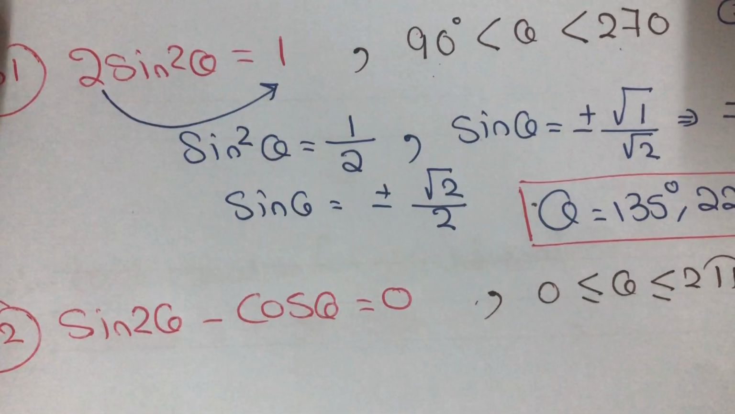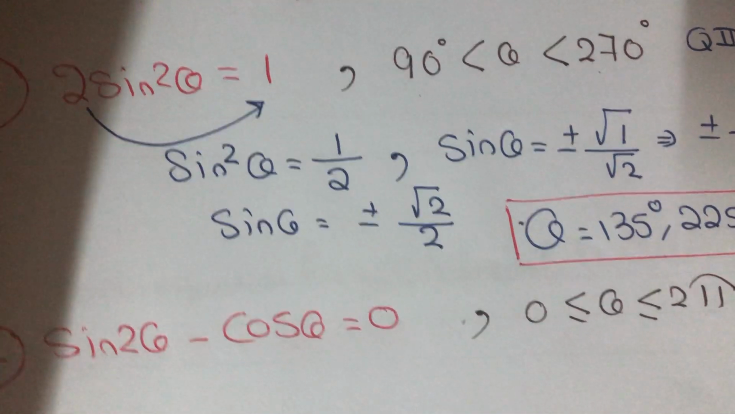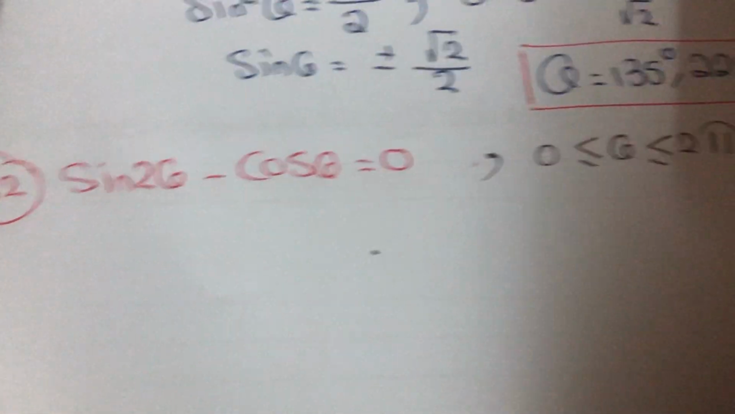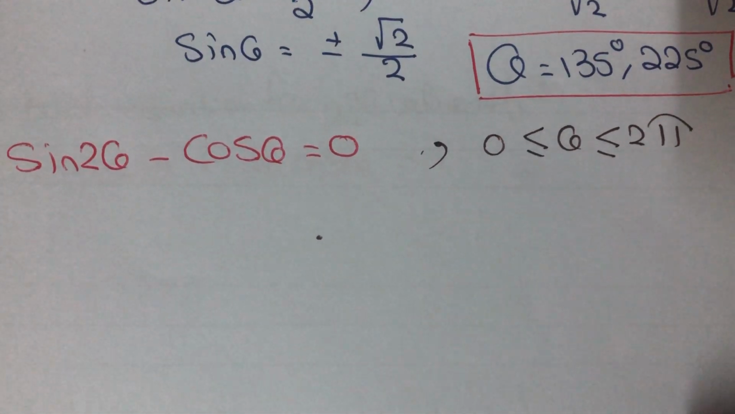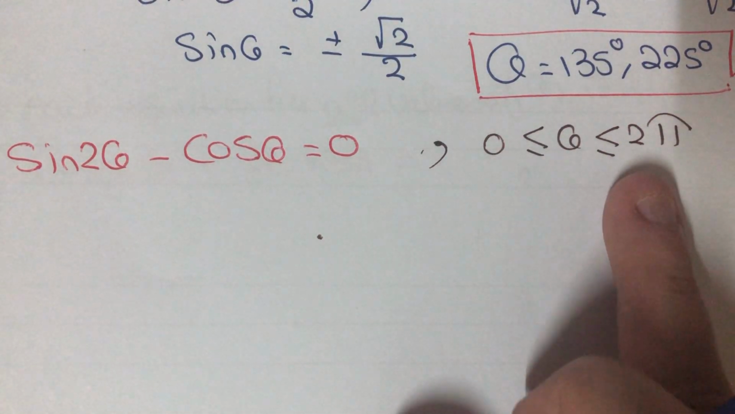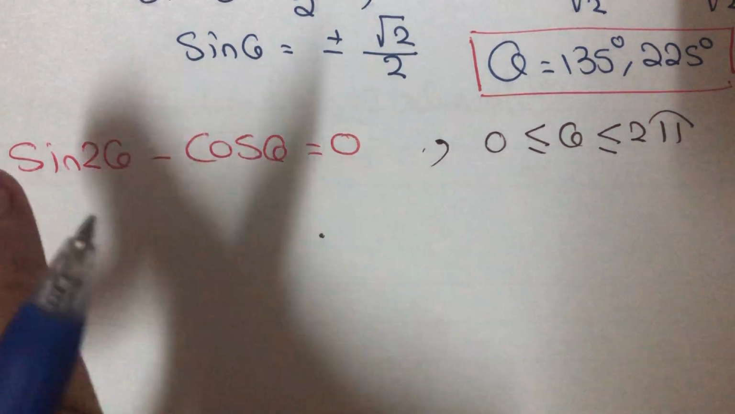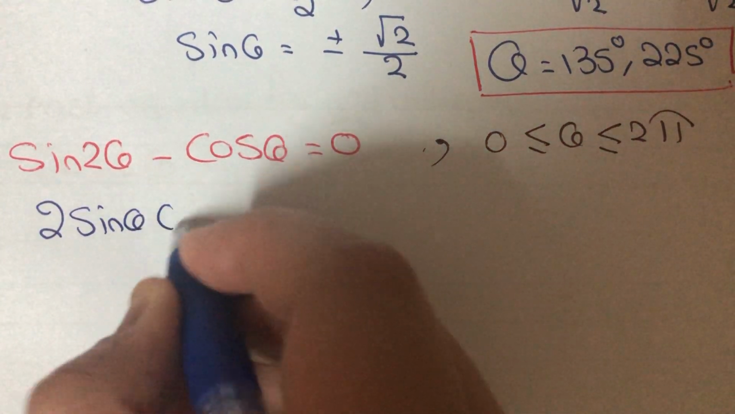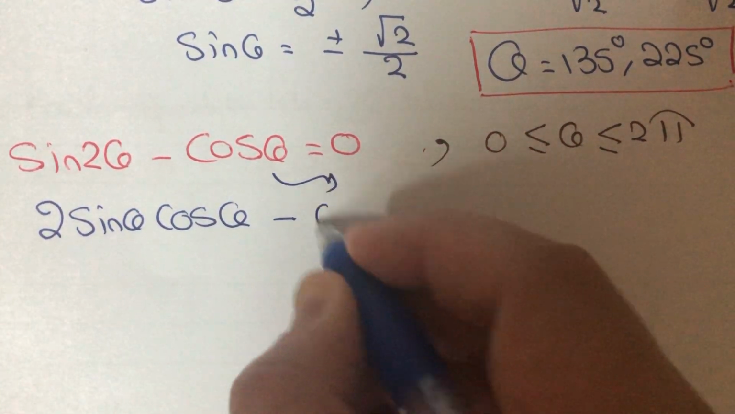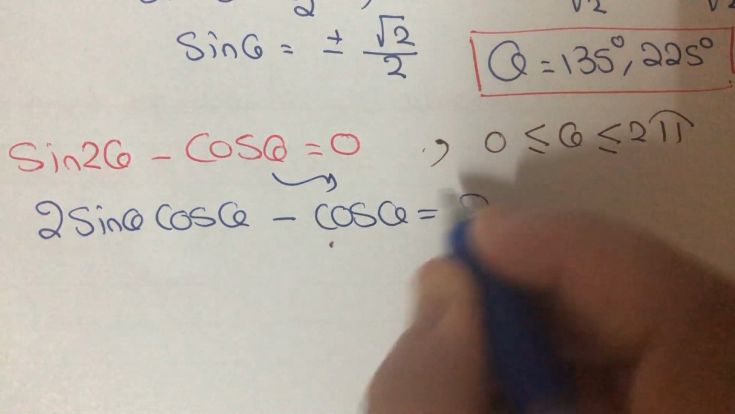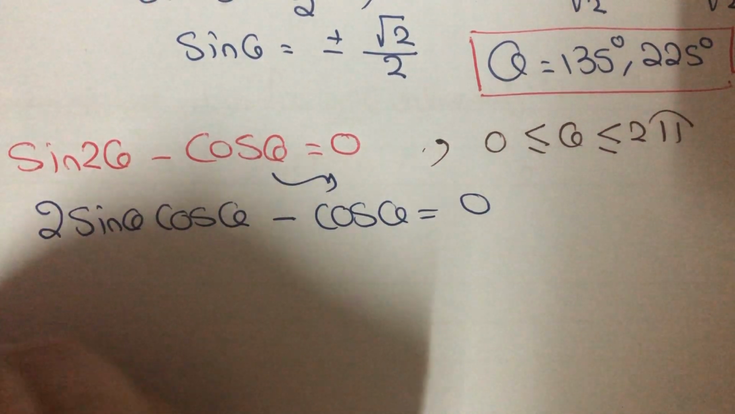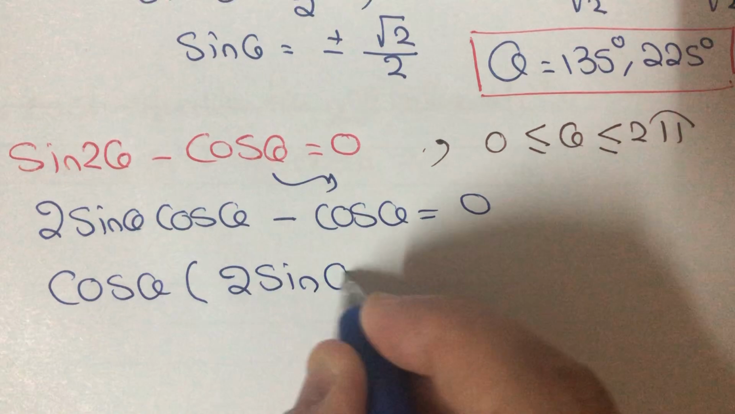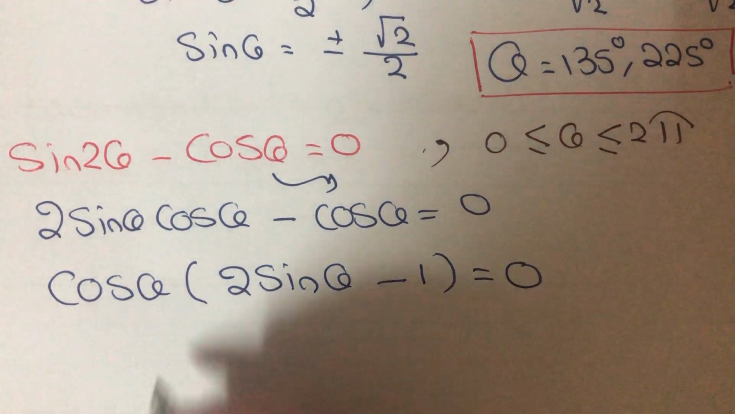Okay, the next question they have given me is sine 2 theta minus cosine theta equals 0, and the interval is from 0 to 2 pi. So they want the answers in radians, and it's one whole unit circle. Sine 2 theta is a double angle identity, so I know it. It's 2 sine theta cosine theta minus, I'll copy this down, cosine theta equals 0. Greatest common factor is the coming step. I will take cosine theta as a common factor. I am left with 2 sine theta minus 1, which is equal to 0.